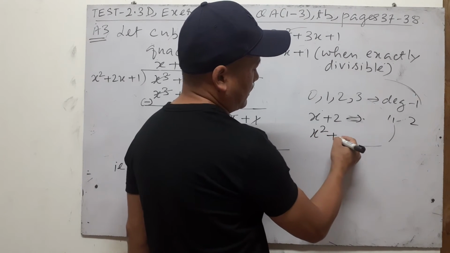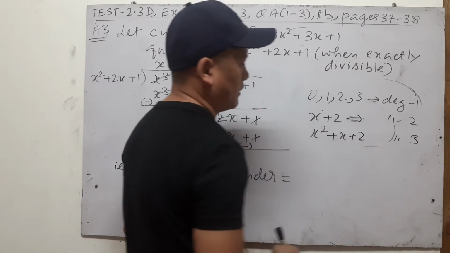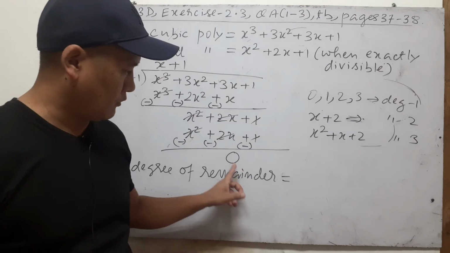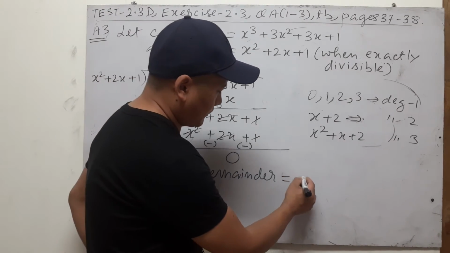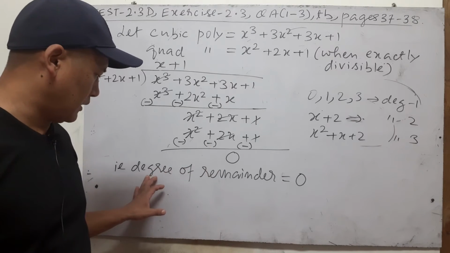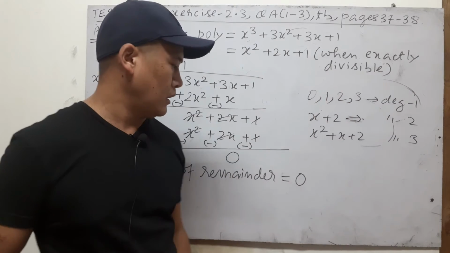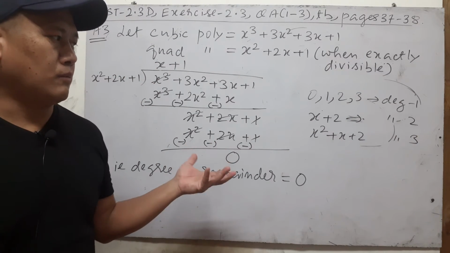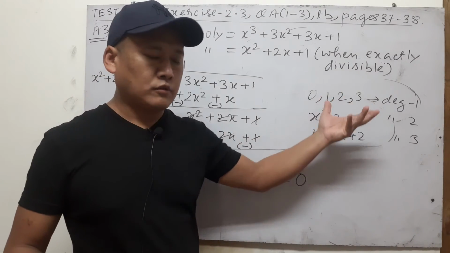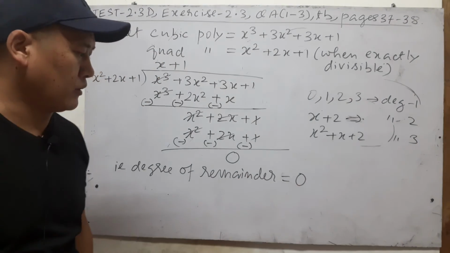If the highest power is x squared plus x plus 2, let us say, then the degree is 3. Since 0 is a constant, the degree of the remainder, which is 0, is going to be 0. The remainder is 0, we know that, but here I'm talking about the degree of the remainder. Degree of any constant number is always 0. Constant numbers are otherwise called 0 polynomials, 0 degree polynomials.